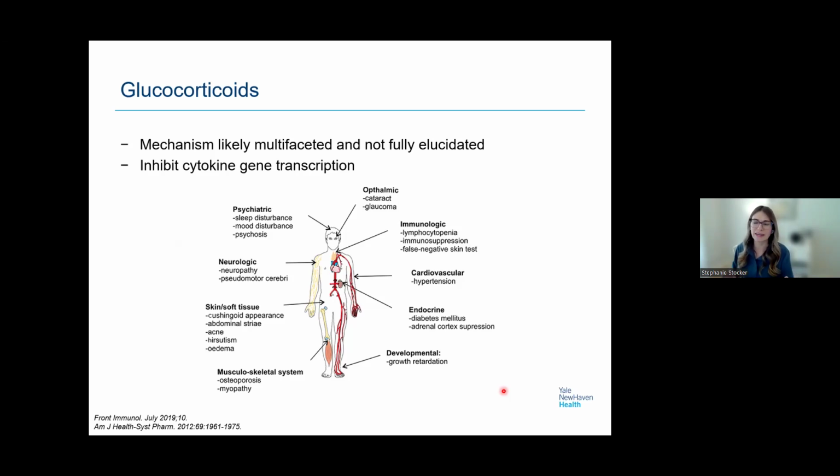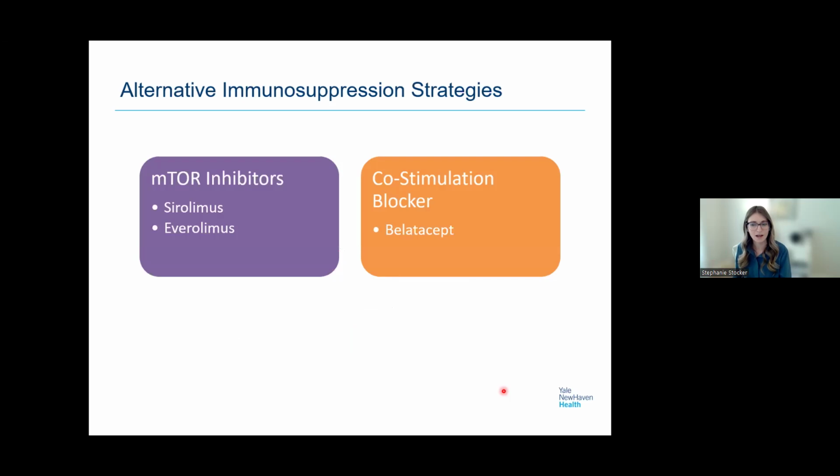I think the big take-home message is there's a ton of side effects. And so what we can do to minimize our steroid use, we do try to do. Most centers will start on higher doses and taper down. A lot of centers will try to get patients off steroids altogether once they're farther out from transplant due to the long-term side effects that come with being maintained on steroids. So I'm going to spend a little bit more of our time on some of our alternative immunosuppression agents.